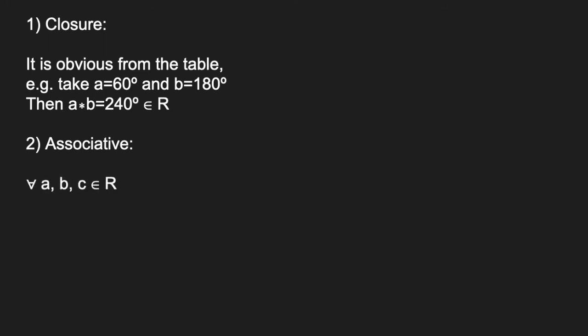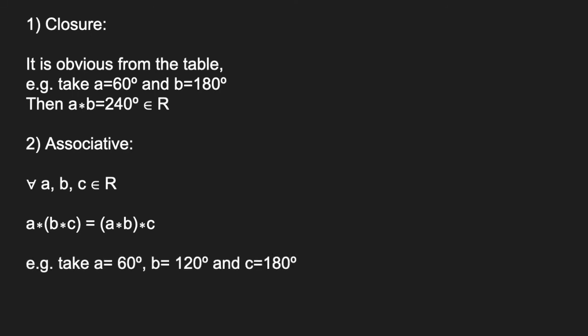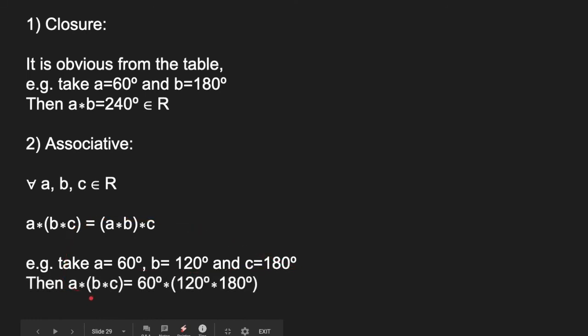The second one, associative. Now for every A, B, C belongs to R, this one is also obvious. What we need to check is A star (B star C) is same as (A star B) star C. Now let us take one example, 60, 120 and 180 degree. Then A star B star C: now B star C, that is 120 star 180, that is 300. Now 60 star 300, that is their addition, 360, but it is same as 0 degree. In same manner you can calculate the other side, and that will also be 0 degree, hence it is associative, and no need to check for all the entries, that would be very long.